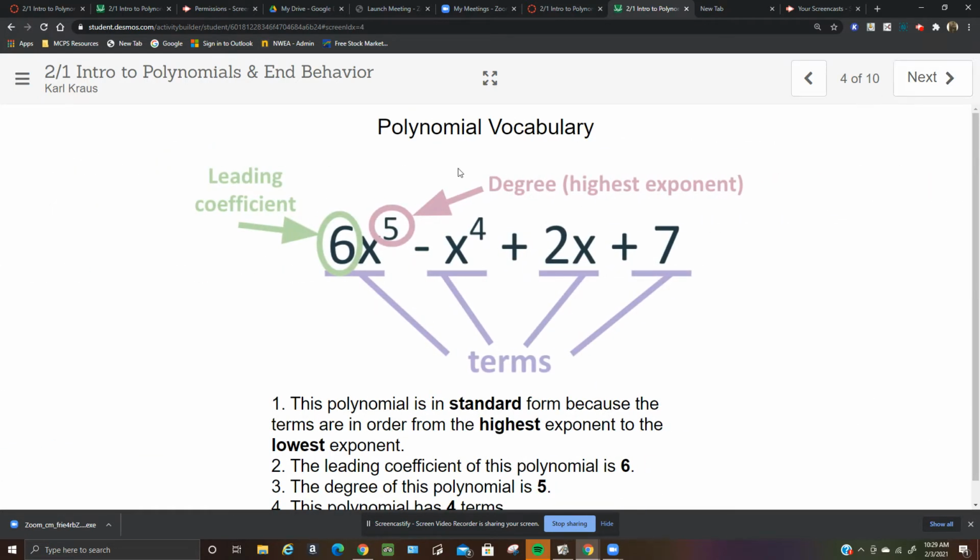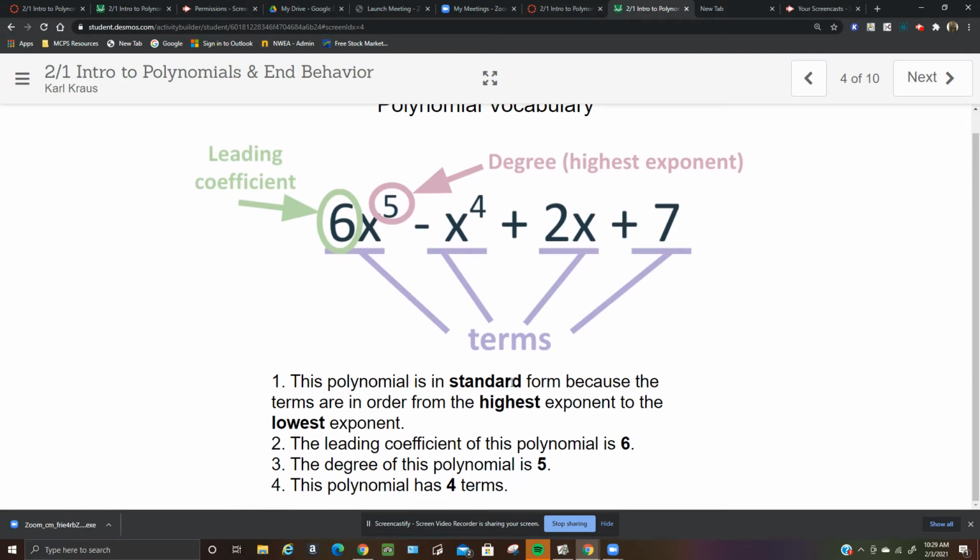And then slide 4 is just a note slide. So the leading coefficient here, this is written in standard form from the highest power 5 to the lowest power. So this would be x to the 0 here. So 6x to the 5th minus x to the 4th plus 2x plus 7. So the leading coefficient goes with the highest power of x. The highest power of x is called the degree.